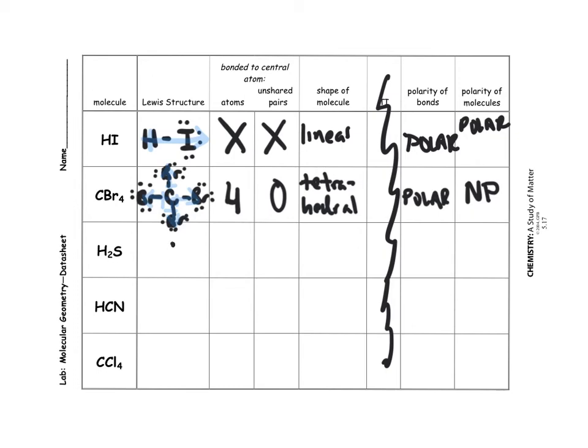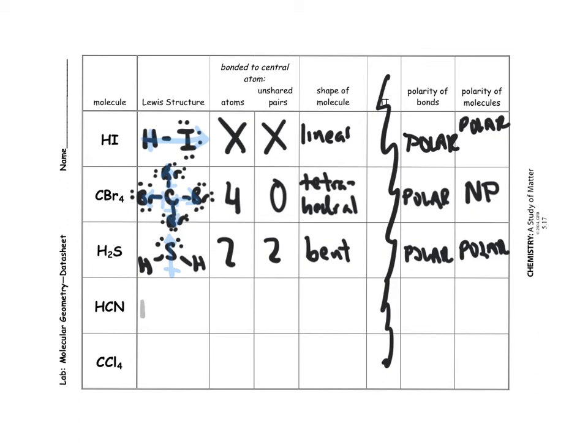H2S. S is actually going to be the central atom. This is going to look very much like water. There's H and there's H. There are 2 atoms bound to the central atom and 2 lone pairs. This is a bent molecule. This HS bond is a polar bond, and the molecule itself is also polar. And if I were to draw the molecular dipole for this, it would be pointed towards the S, just like that.